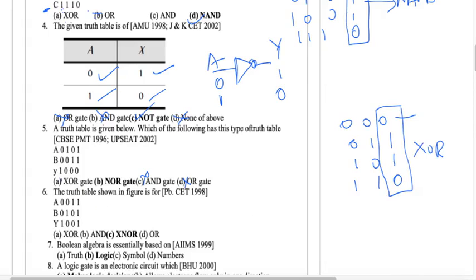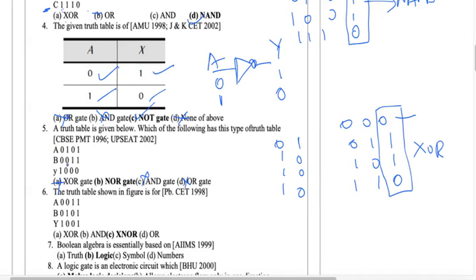Okay, so here it is not an exclusive OR gate. Now which one is left? NOR gate. NOR gate is nothing but the inverter added to the output of the OR gate. The output of the OR gate is what? 0 1 1 1. If you add an inverter to it, it will become 1 0 0 0.